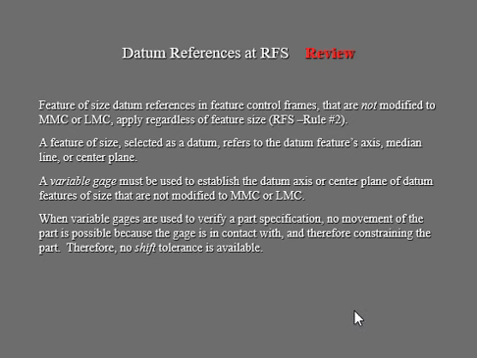Okay, now we're repeating the same thing. If you don't have any kind of modification, MMC or LMC, just go with RFS, which is regardless of feature size. That's your rule 2. Your feature size, you can select that as a datum. We're going to refer to the datum feature axis, median line or plane. Why? Because a datum is a point, an axis, or a plane. So you can do any one of those if you want to use a feature of size as a datum, your datum A, B, C, etc.